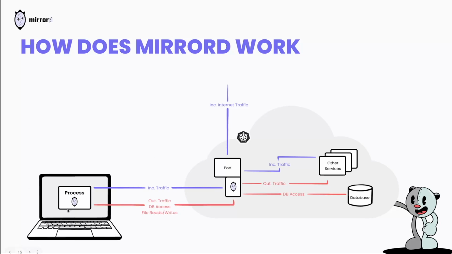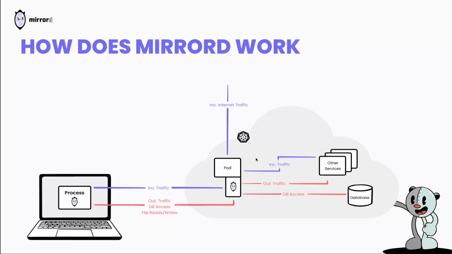But what Mirrord also mirrors is outgoing traffic. So if your process needs access to other services, or it needs access to databases or files which are there in the cluster and you don't have them locally, that will also be mirrored by Mirrord. So Mirrord would mirror that as if it was coming from this service's counterpart in the cluster. So this enables two main things.